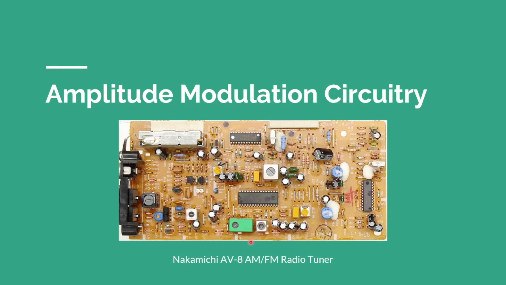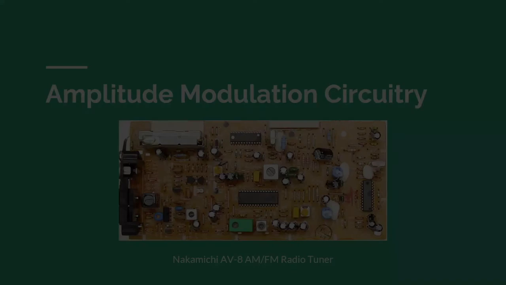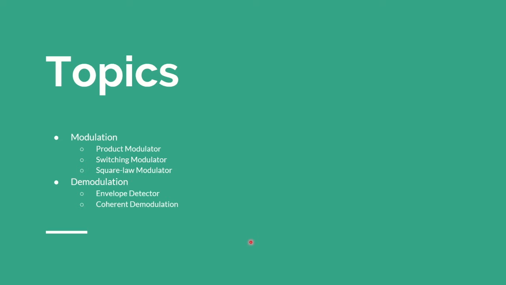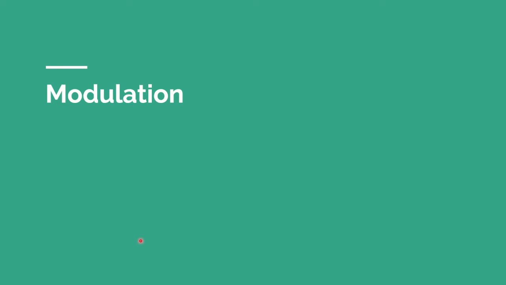So in this section, we are going to be going over the circuitry and some of the math that is behind the circuitry involved in modulating and demodulating our signals. So we are going to be going over several different types of modulators and demodulators. There are product modulators, switching modulators, and square law modulators, which all have benefits and drawbacks. And on the demodulation side, we have envelope detectors and coherent demodulators, which of course both also have benefits and drawbacks. So first off, we're going to be going over our modulation methods.